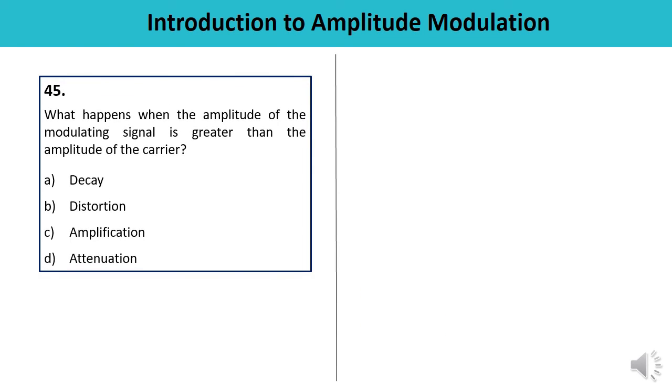Next, what happens when the amplitude of the modulating signal is greater than the amplitude of the carrier? What is this particular condition? Whether it is decay, distortion, amplification or attenuation. So when the amplitude of the modulating signal is greater, that is the condition of distortion. Yes, this is the correct option.